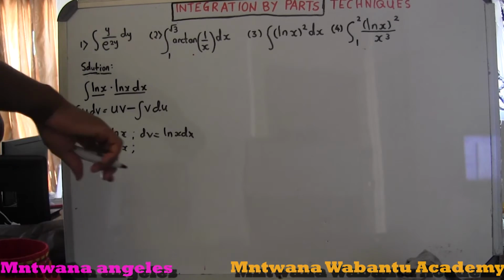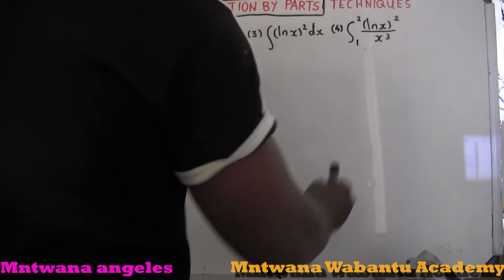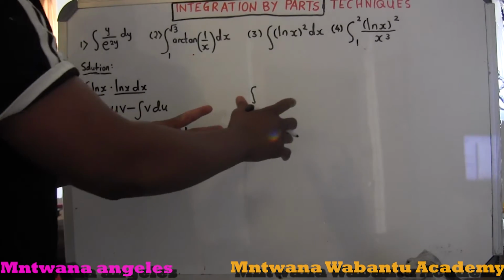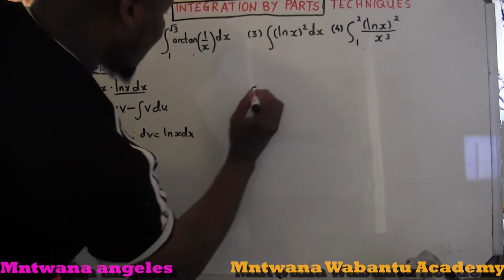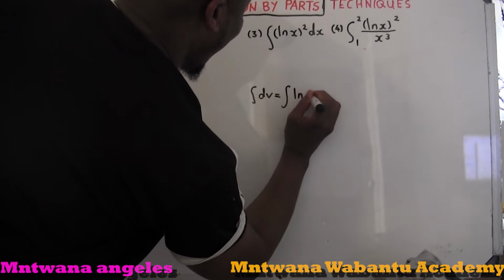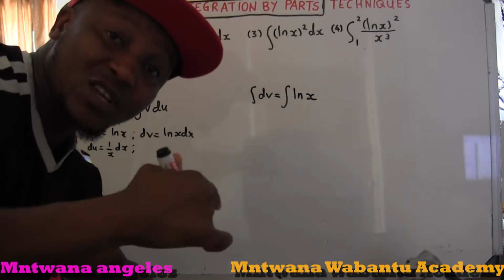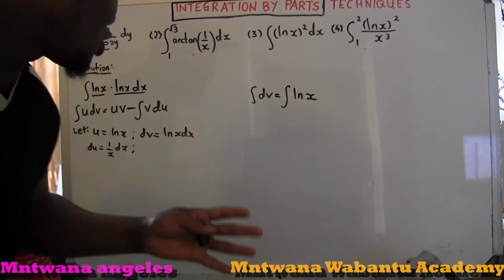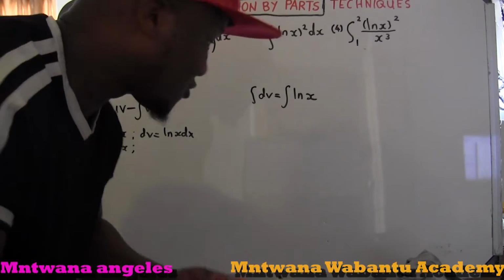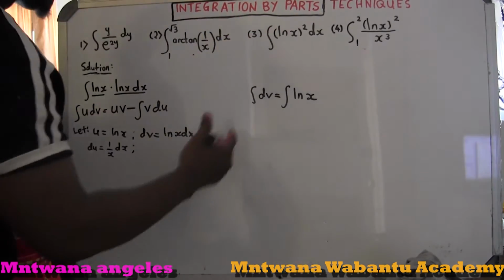Now let's integrate this. So when you integrate here, let's integrate the side. This is tricky because when you integrate, you have to integrate separately. So the integral of dv equals the integral of ln of x. Hey, if you're in an exam or you write a test paper, make sure you show all this work. It's just because my space is not enough, so I have to do this separately. So now let's integrate this.